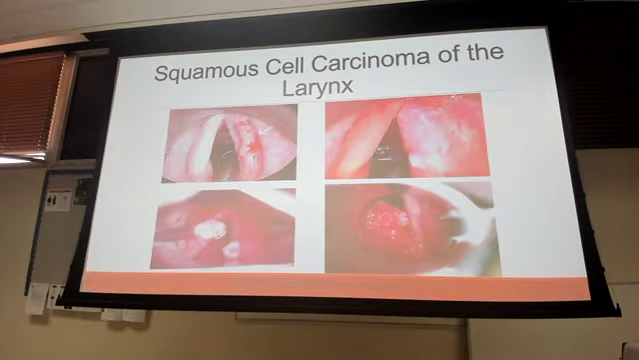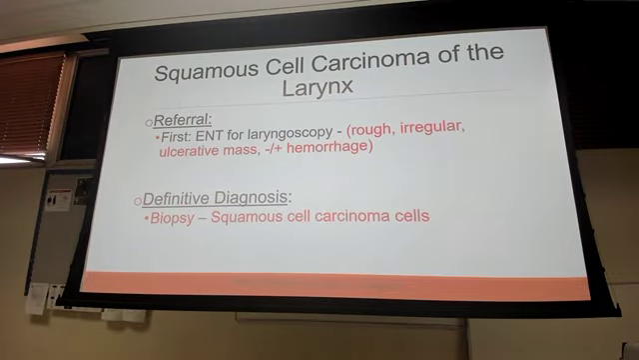These are just some pictures of different stages of squamous cell carcinoma. Pretty obvious on a laryngoscopy, but we still need to do that biopsy for a definitive diagnosis, and then refer to ENT. We just talked about that. So same thing for laryngeal leukoplakia and squamous cell carcinoma: biopsy.